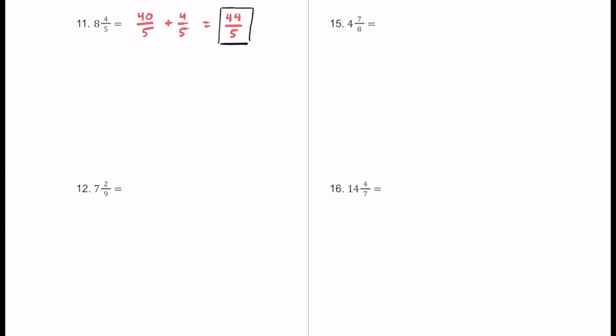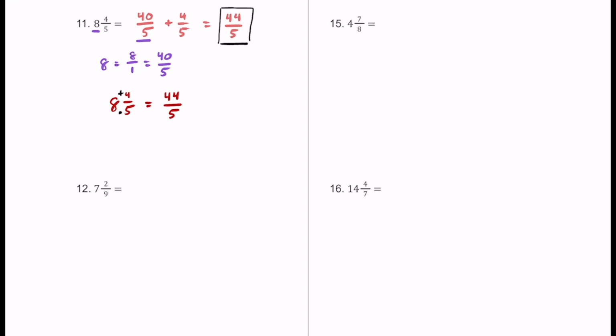All right, now just to confirm here that 8 is the same thing as 40 over 5, well 8 is the same thing as 8 over 1, right? And if you do times 5, top and bottom, 8 times 5 is 40, 1 times 5 is 5, so that's where that comes from. And if you wanted to use the shortcut, we have 8 and 4/5 from the beginning. Now 8 times 5 is 40, 40 plus the 4 on top is going to be 44, so we have a total of 44/5. So that does check out, okay?